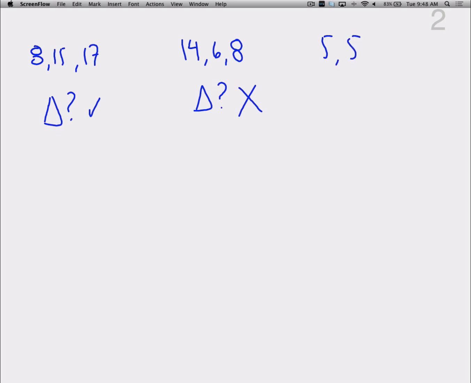5, 5, 12. What kind of triangle, by the way? No. Suckers. No triangle. 5 plus 5 is 10, which is not greater than 12. Totally fooled. Easy? Yes.